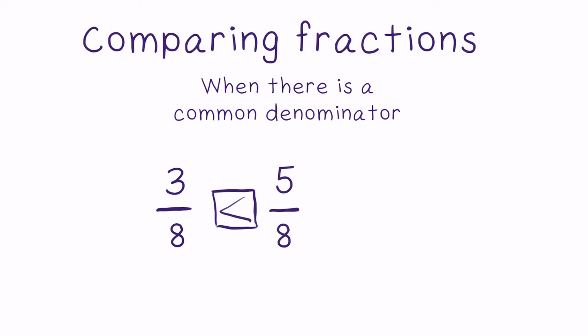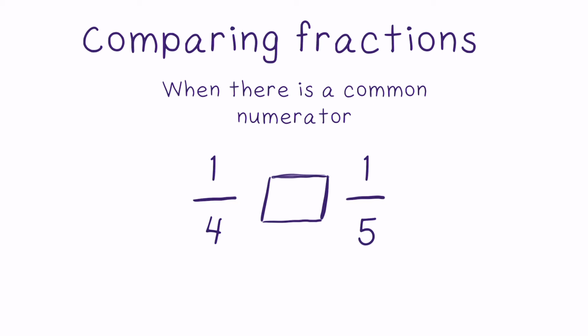Now, if there isn't a common denominator, we can actually check to see if there's a common numerator. For example, in this case, there's a common numerator. See how the numerator in both fractions is 1. That means both of the fractions we're working with in this case are unit fractions, but there's different denominators.